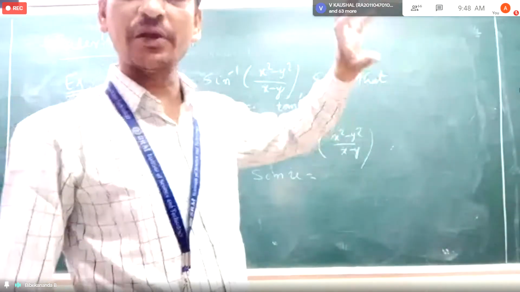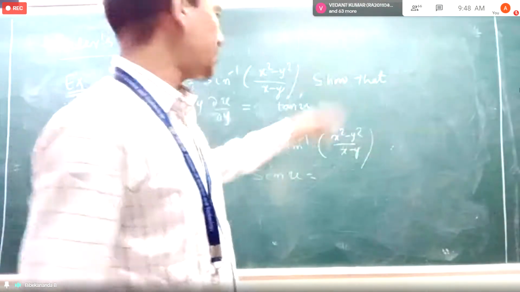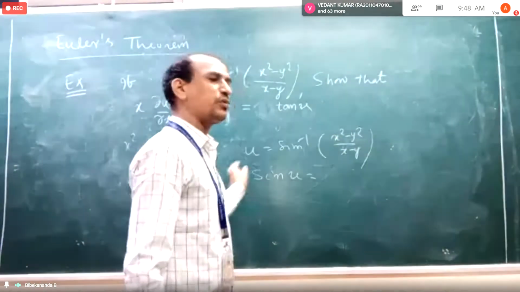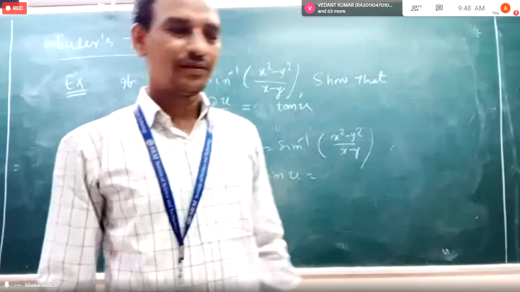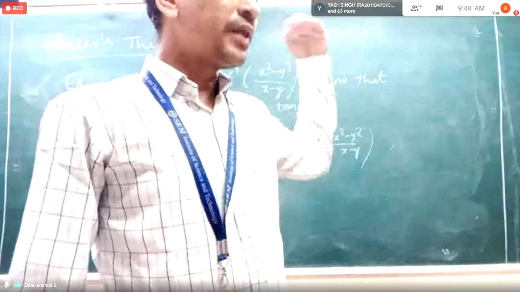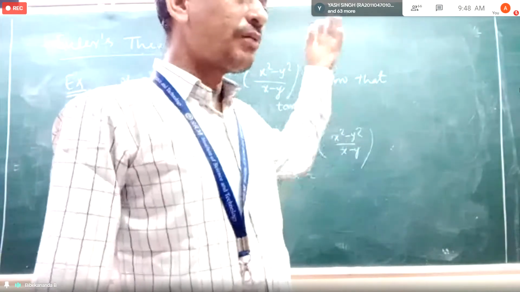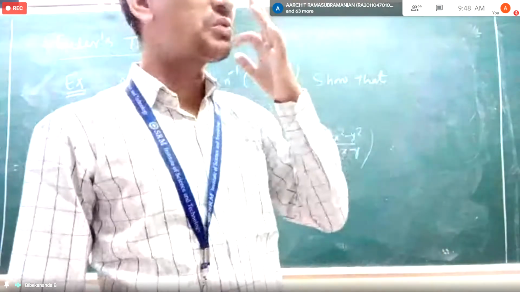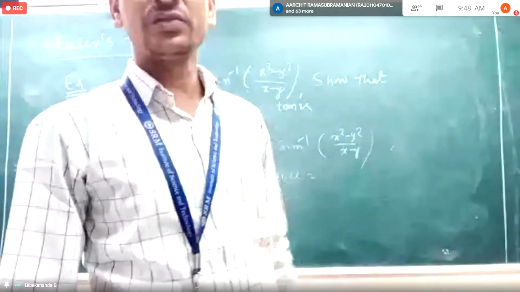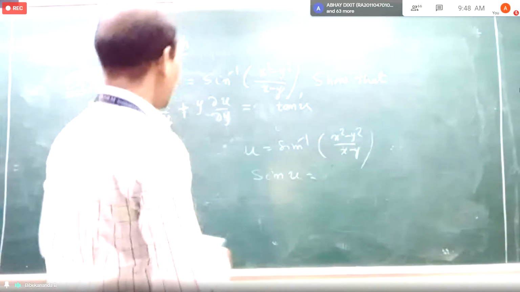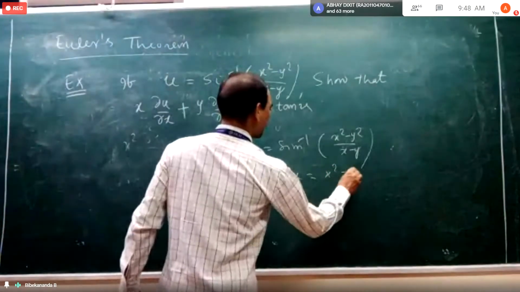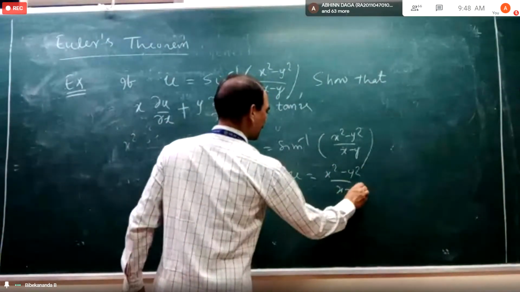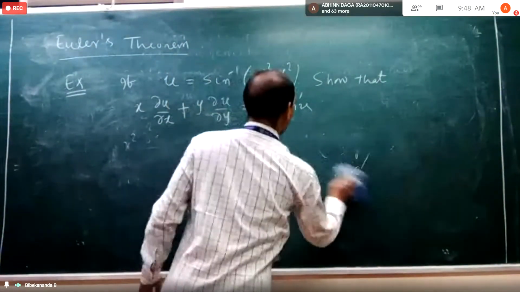We don't say about u. We can say this because sin u equal to this is equivalent to u equal to sin inverse of that. So if we reduce that to sin u, whatever nature sin u has, the same holds for sin inverse of x square minus y square by x minus y. So sin u will be x square minus y square by x minus y, and that will be used here.